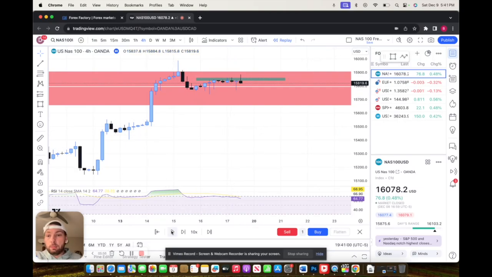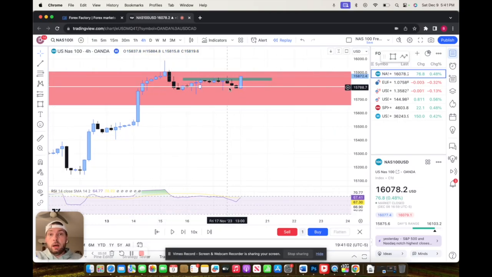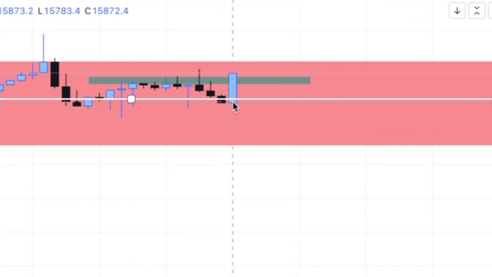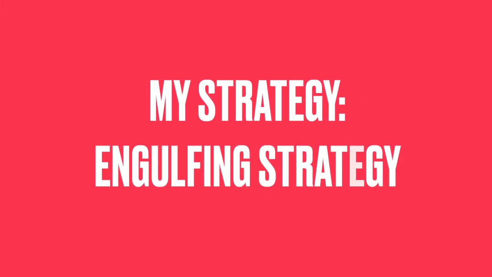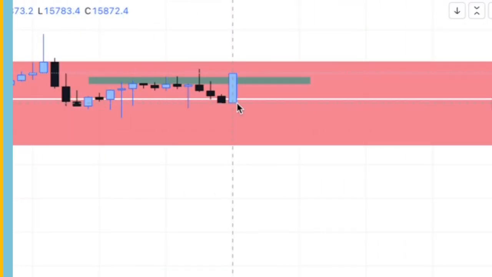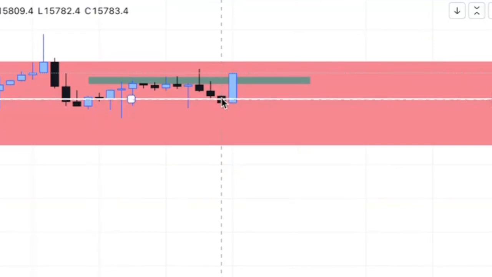So let's let price pay out a little bit more. As we see here on Monday, which is when I executed this trade for around $50 profit, on the 4 hour it broke above this level and formed what we call an engulfing bar. The strategy I deploy is called an engulfing strategy. An engulfing bar is when price opens and then closes, engulfing the previous bar or even previous bars, to show who's really in control of the market.